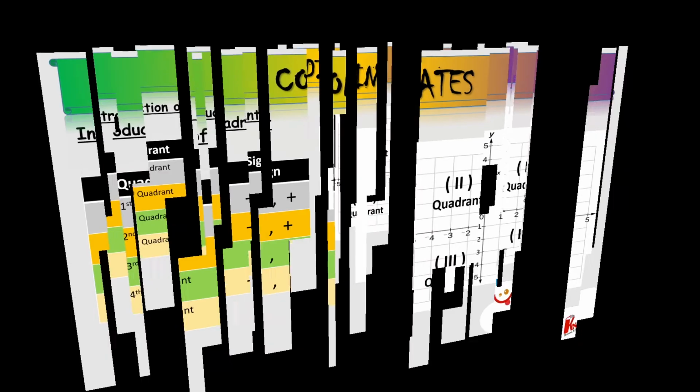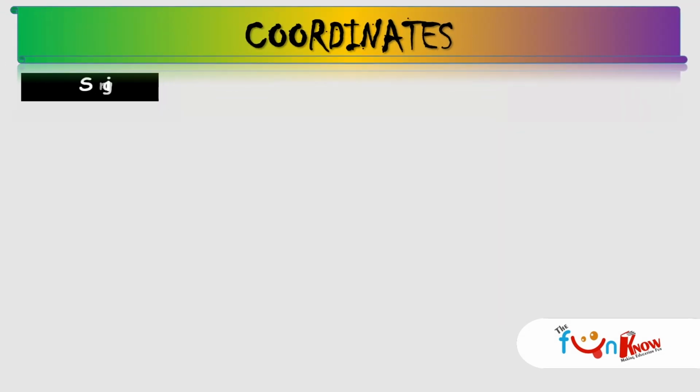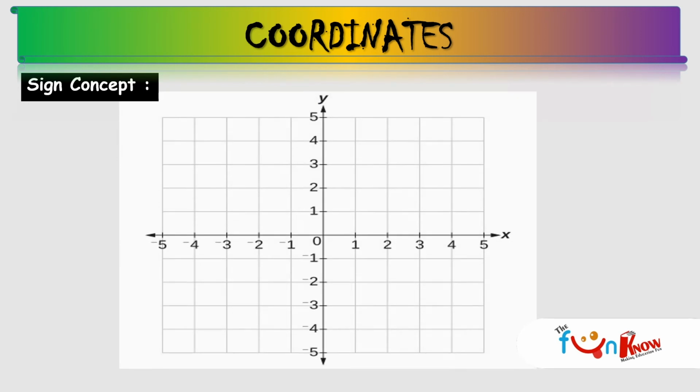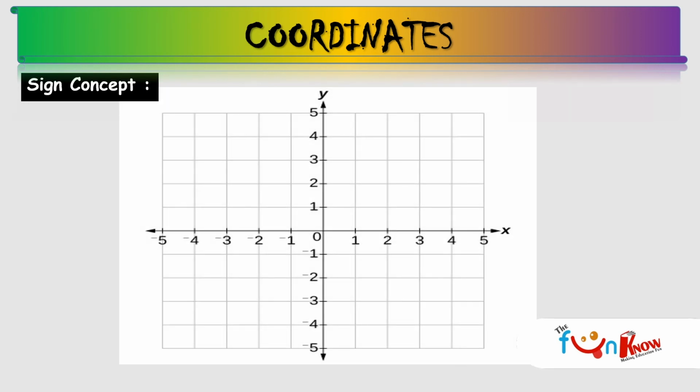Now students will understand some more detailed sign concepts about quadrants. Okay, so let's go towards the sign concept. Students, if you can see the diagram, just see the diagram. It has some specialities. Both the lines are intersecting each other at point 0. That is known as the point of origin.